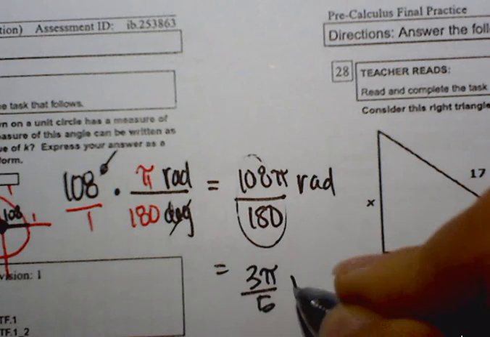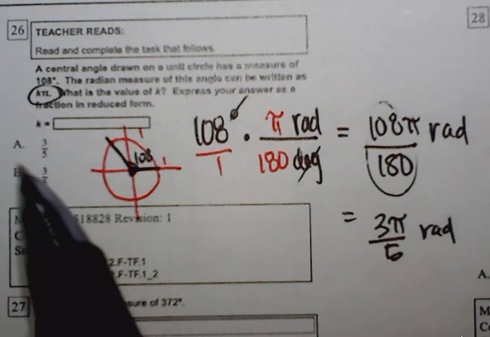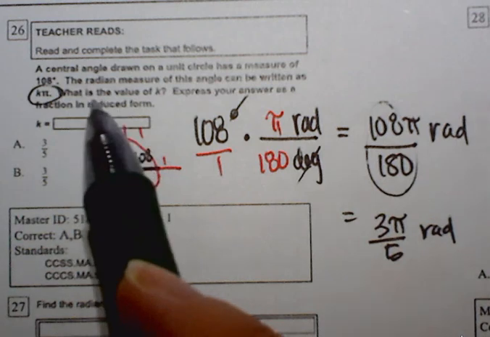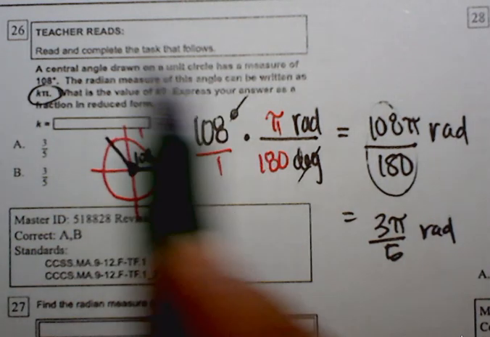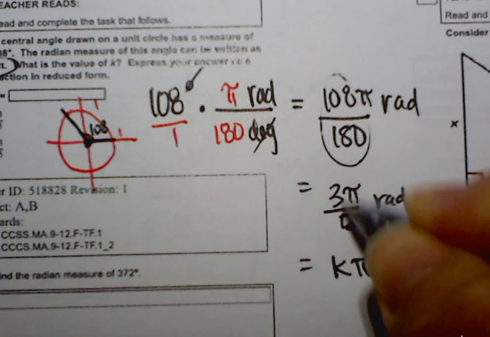But how come for my k I only put 3 over 5? Because they asked you, what is the value of k? The radian measure of this angle can be written as k times pi. If my pi is already here, what does k have to be to make this true? 3 over 5. So that's why you put k equals 3 over 5.